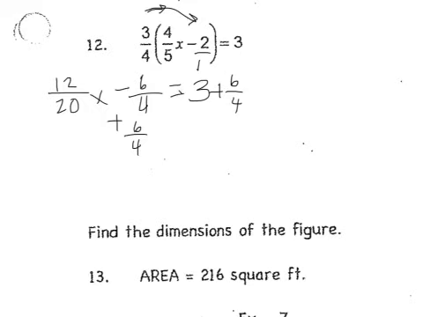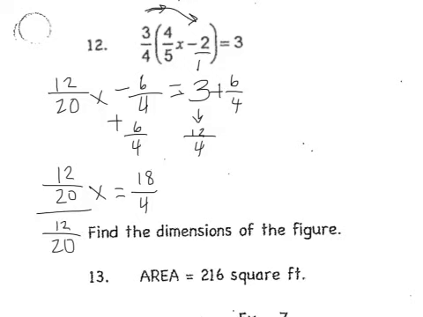So you need a common denominator in order to do this addition, so you could turn 3 into 12 over 4, because 12 divided by 4 is 3. You can always make that move. So now you have 12 over 4 plus 6 over 4. So you've got 12 over 20x equals 18 over 4.